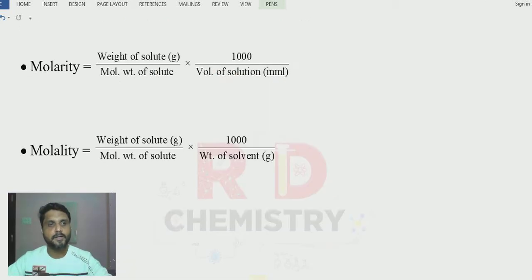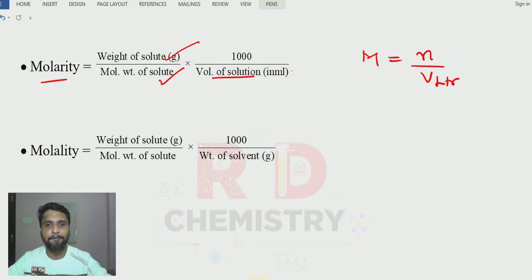To calculate molarity, molarity capital M is equal to number of moles of the solute divided by volume of solution in liters. Or you can also write number of moles equal to given weight of the solute divided by molar mass of the solute, divided by volume of solution in mL. That mL can be converted into liters by dividing by 1000. Similarly, molality is equal to weight of the solute divided by molar mass of the solute into 1000, divided by weight of the solvent in grams.